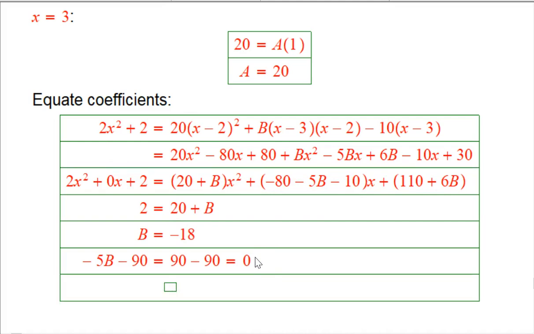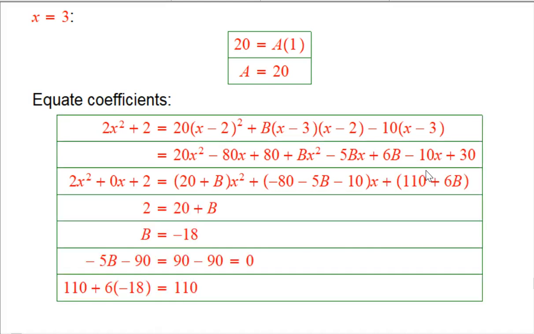Okay, and then one more check. 110 plus 6 times minus 18. That turns out to be 110 minus 108, and boom, that's 2. So these are just double checks to make sure it's all working. It's pretty good to do that, even though there's a little bit of work and you have to make sure you're expanding and collecting carefully. All right, so we've got b equals minus 18.